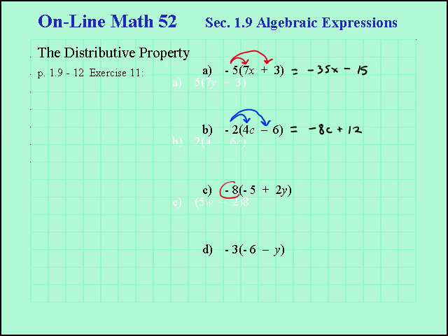Distribute negative 8 through, first of all, times negative 5. And here, negative 8 times positive 2y. Let's see what we get. Negative 8 times negative 5. Negative times negative is positive. In fact, I'll write that down, a little plus sign for positive. 8 times 5 is 40. So that's positive 40, or just 40. Then negative 8 times a positive 2y is a negative 16y.